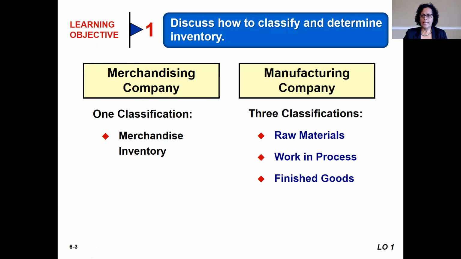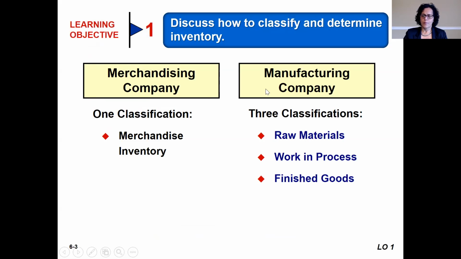When you get to your second accounting class, in Accounting 202, you will learn a lot more about manufacturing businesses and how you calculate these dollar amounts. For now, we're not going to worry about it. We're focusing only on our merchandising business.